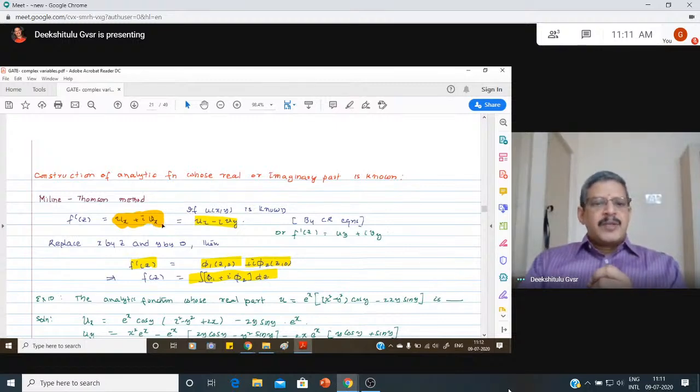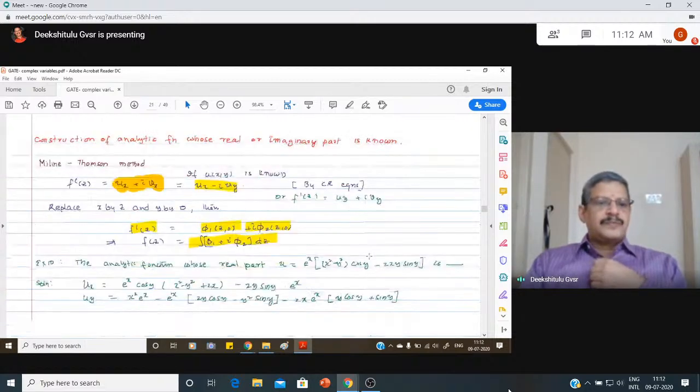So ux plus what is vx? Because it is given that f is an analytic function, the CR equations are satisfied. So vx is equal to minus uy by the CR equations. So now f dash z is expressed completely in terms of u only, partial derivatives of u only. So ux minus iuy. Similarly, you can write it in terms of v also. This is vx plus iux.